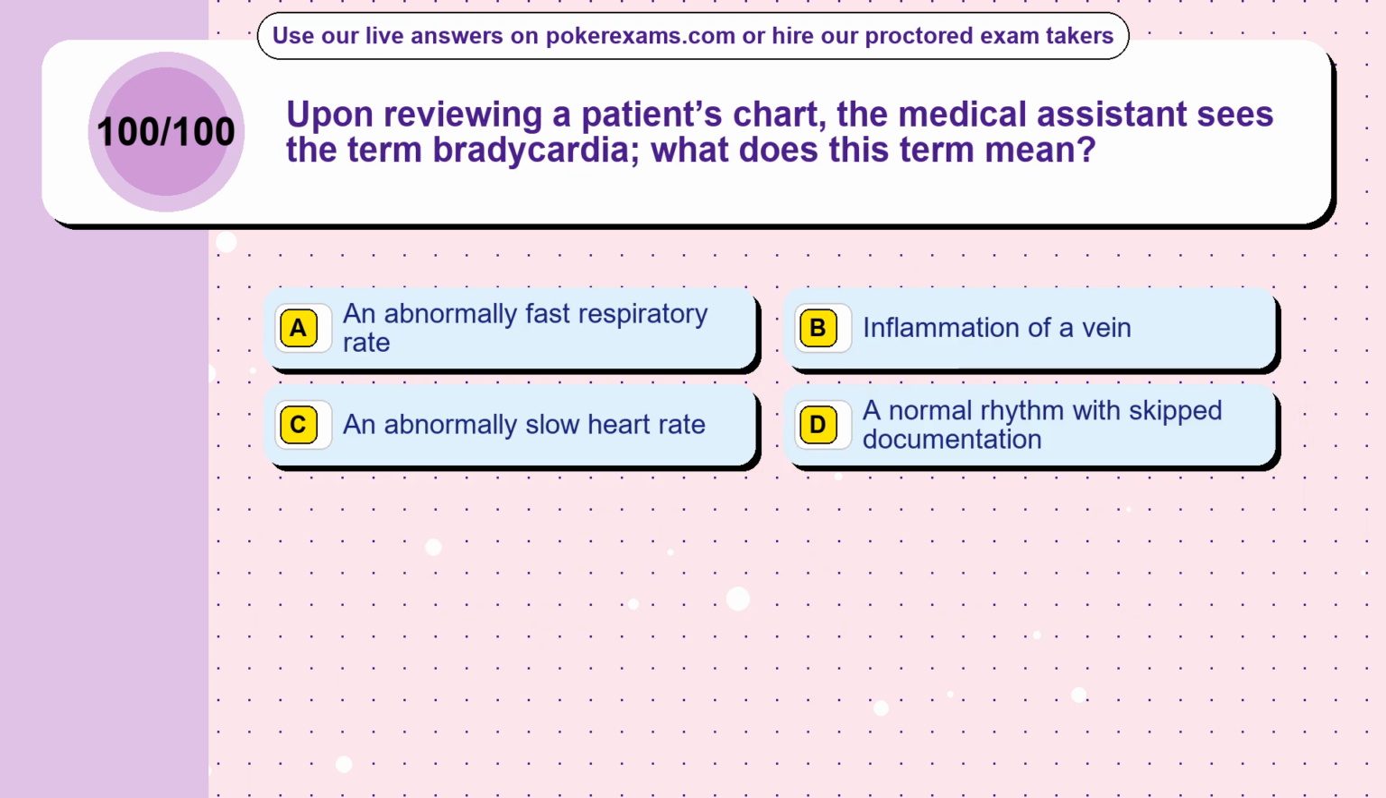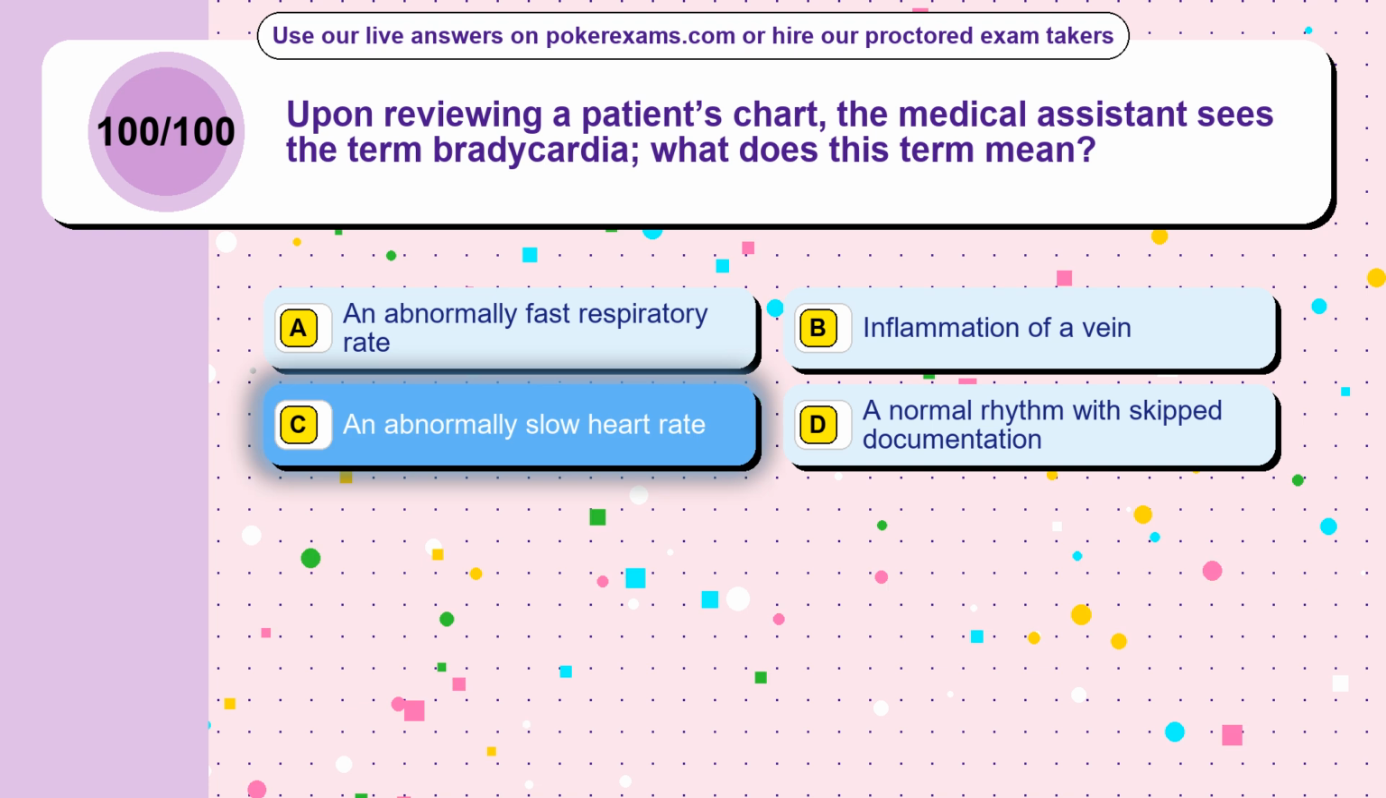Question 100. Upon reviewing a patient's chart, the medical assistant sees the term bradycardia. What does this term mean? Option A. An abnormally fast respiratory rate. Option B. Inflammation of a vein. Option C. An abnormally slow heart rate. Option D. A normal rhythm with skipped documentation. The correct answer is option C.